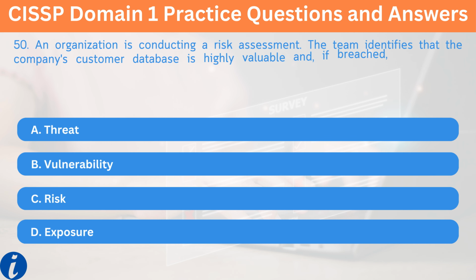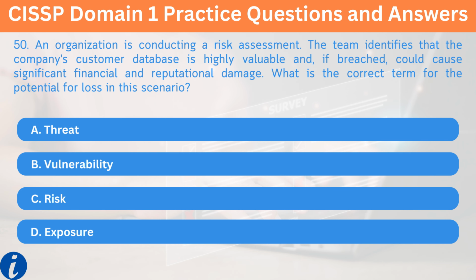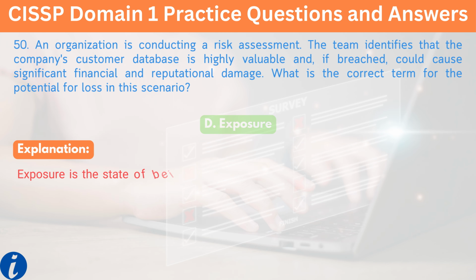50. An organization is conducting a risk assessment. The team identifies that the company's customer database is highly valuable and, if breached, could cause significant financial and reputational damage. What is the correct term for the potential for loss in this scenario? A. Threat. B. Vulnerability. C. Risk. D. Exposure. The correct answer is D.